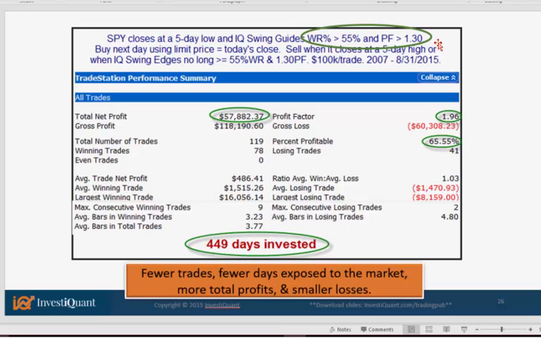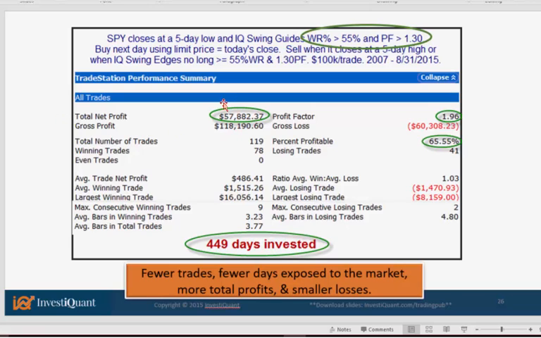Some people prefer them to be higher, more consistent. Some people will say anything over 50% and 1 or 1.1 is fine with them. So it really depends upon how strict you want to make your entry criteria. But I chose 55 and 1.3 because that's a general number that I often use. Then we're going to buy the next day at today's limit price, just like before, and we're going to sell at the 5-day high, or we will sell when the IQ swing edges data no longer meets the 55 and 1.3 criteria.